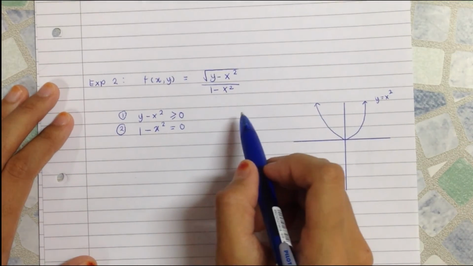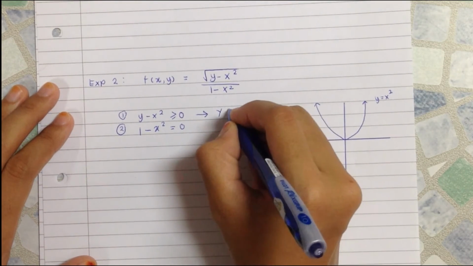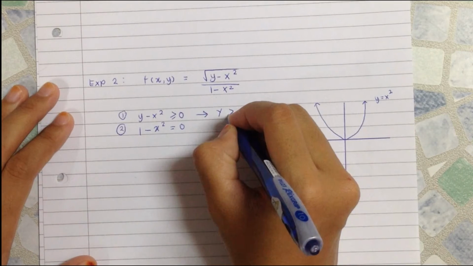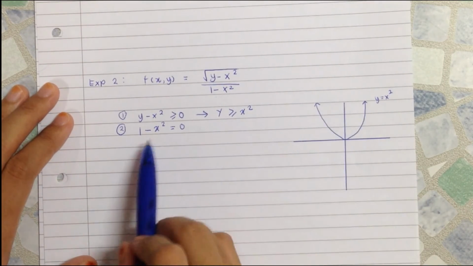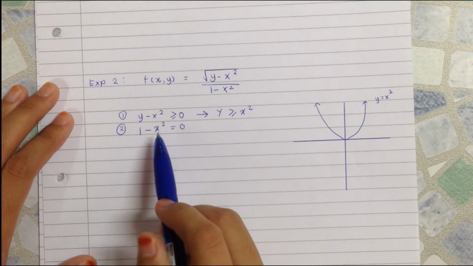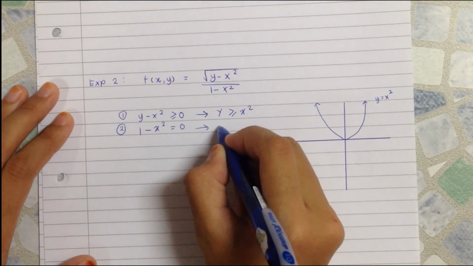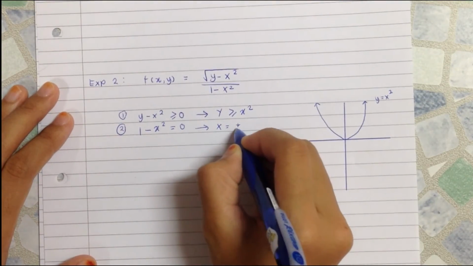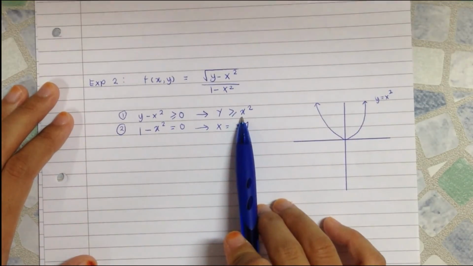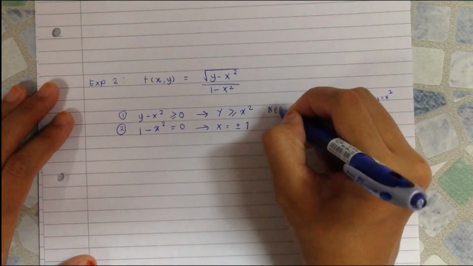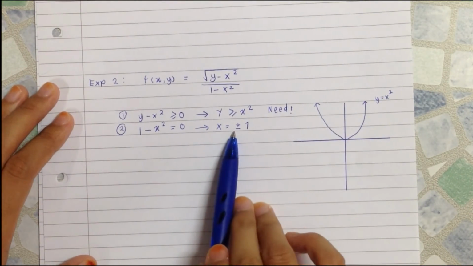So if you take the first inequality, you will simply get y is greater than or equal to x squared. But if we solve the second equation, either factor it or just take the square root of each side, we will get x equal to positive or negative 1. So we need the first one to happen, but we have to exclude this value.